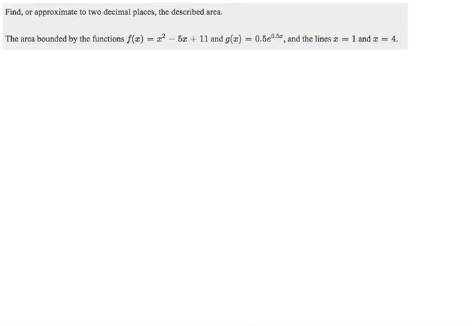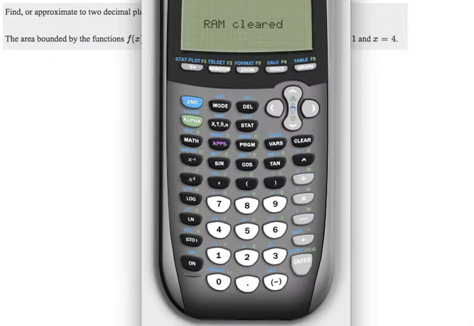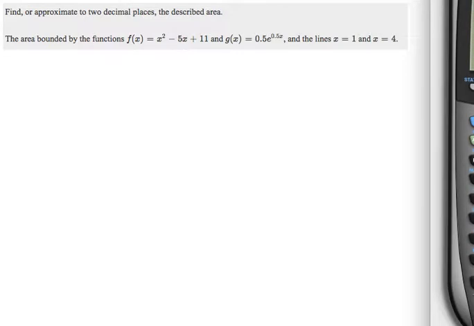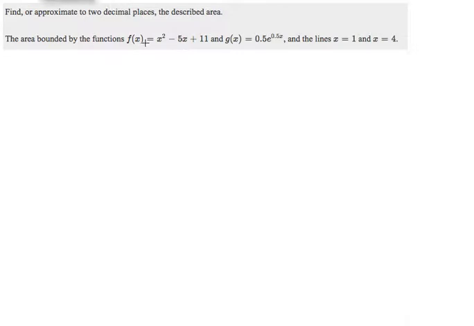All right, in this problem we want to find the area bounded between the functions f of x equals x squared minus 5x plus 11 and g of x equals 0.5 times e to the 0.5x, and the lines x equals 1 and x equals 4.